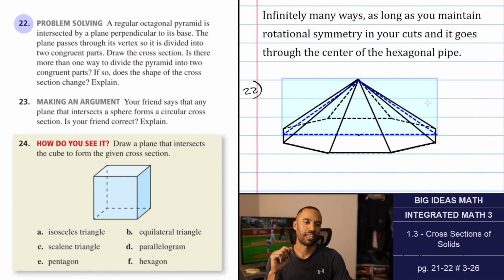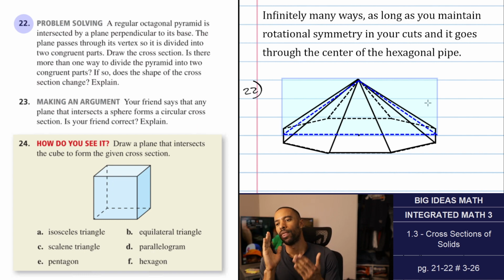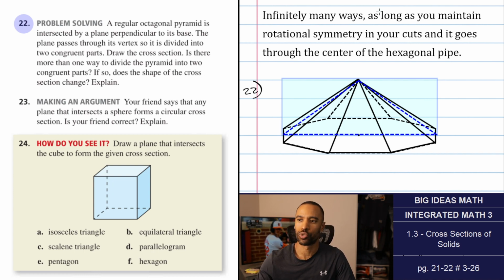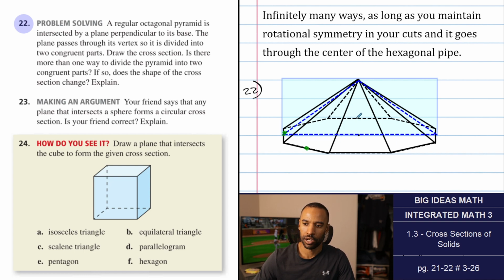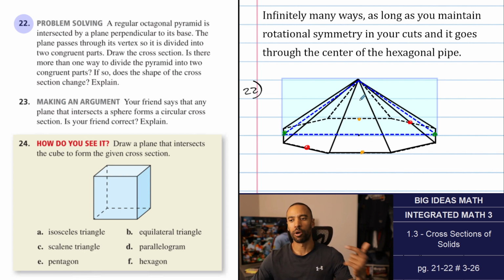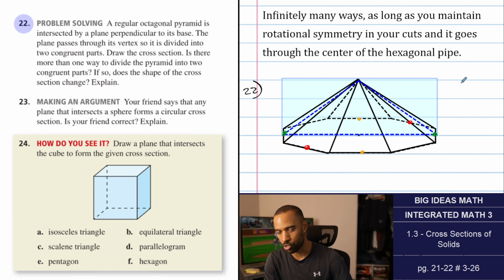Is there more than one way to divide the pyramid into two congruent parts? If so, does the shape of the cross section change? So this is one way to do it. In any other way, that it goes through, say, the middle of any two of the edges. So that one, or from this to this, or if I went, in red from this to this, or in yellow from this to this, all of those perpendicularly going through that apex would create the same exact cross section. It would be the same two congruent parts. It would be the same thing, just cut in a different slot.